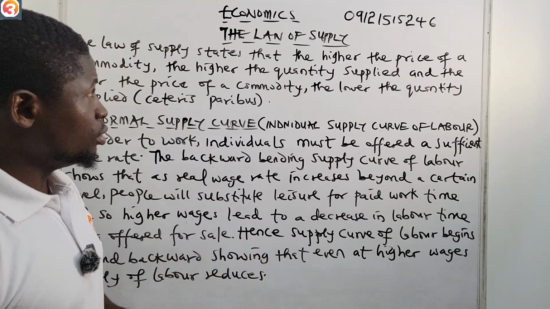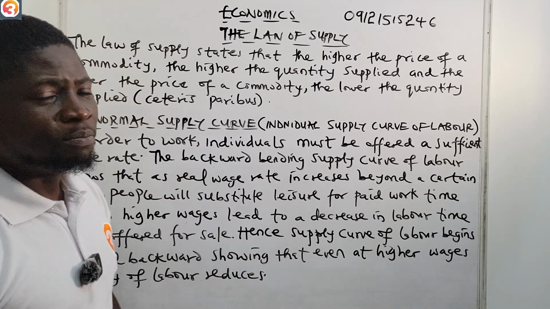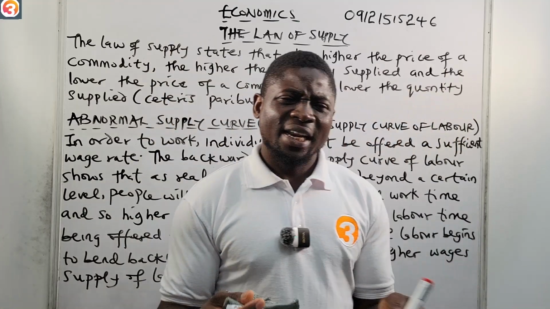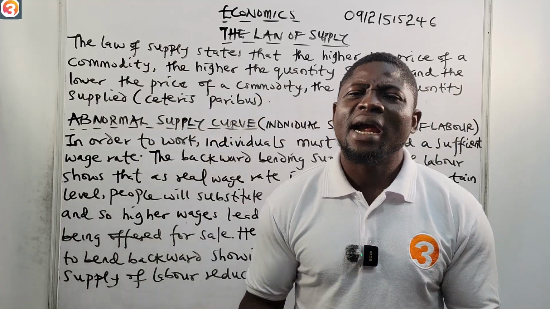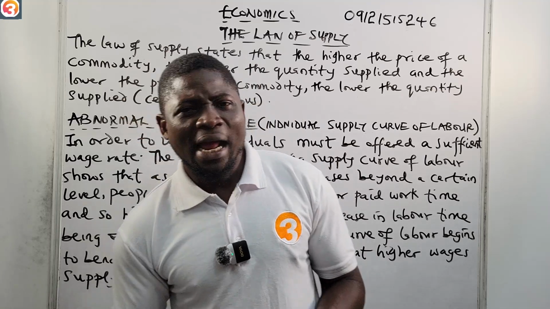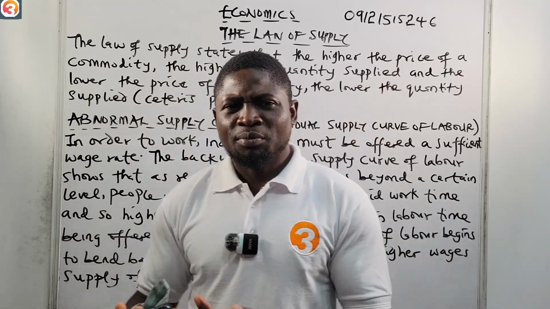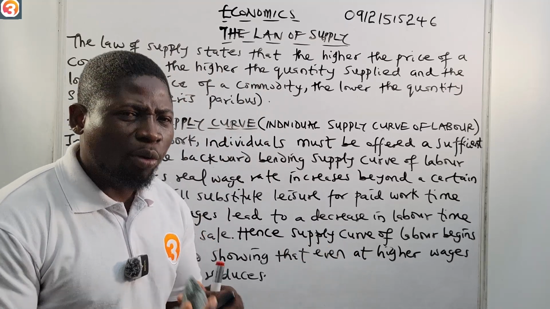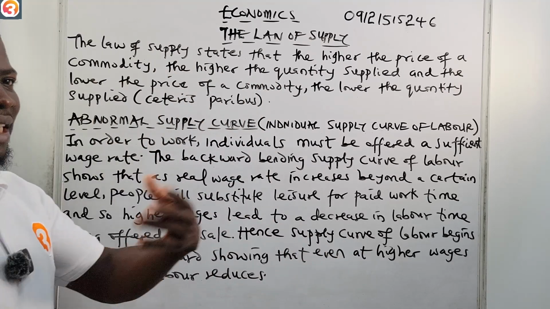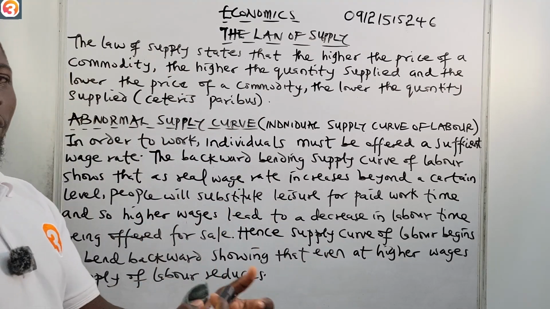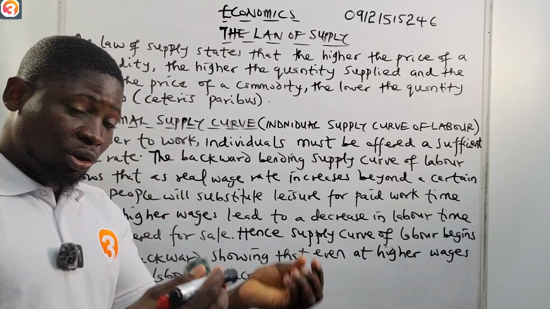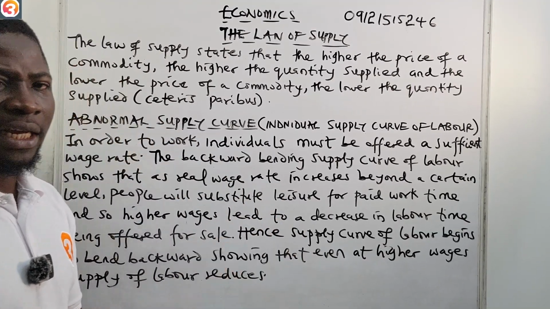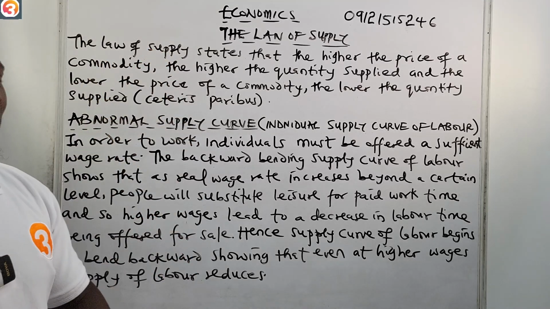So let us go to the law of supply. We've already hinted that when price is high, suppliers or producers will tend to supply more. They'll offer more goods or commodities for sale when the price is high, and when the price is low, they will tend to reduce and offer less for sale. So that is the law of supply in a nutshell.